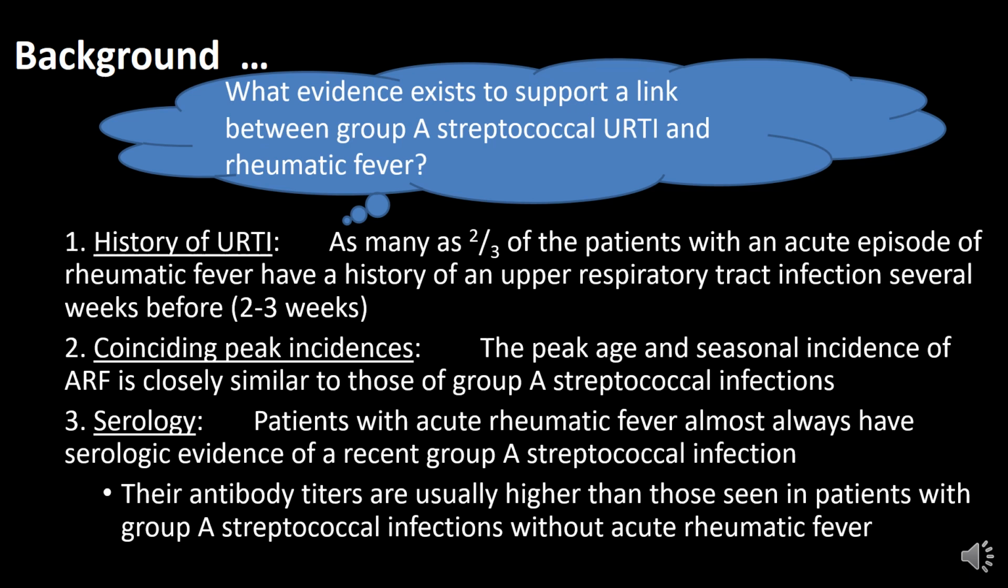What is link number three? Serology. It has been found that of the patients who present with acute rheumatic fever, almost always they will have high antibody titers against the group A streptococcal organism. Also, it has been found that of those children who end up developing acute rheumatic fever, their antibody titers against the streptococcal organism are actually higher than in those who suffer the pharyngeal infection without developing acute rheumatic fever. So that provides a very strong link.